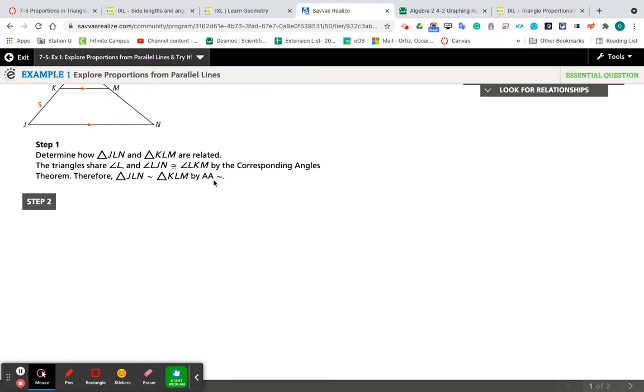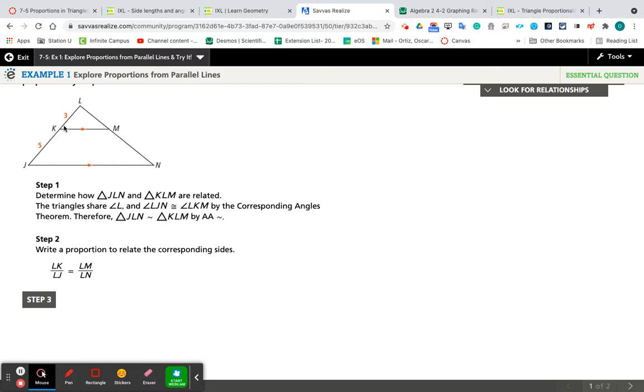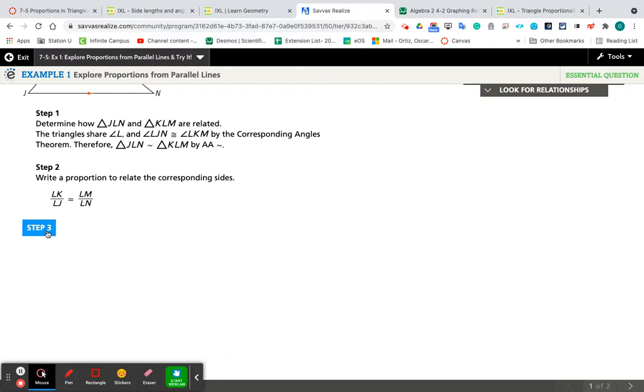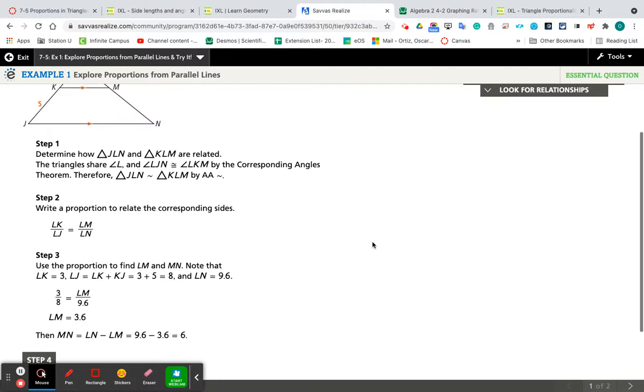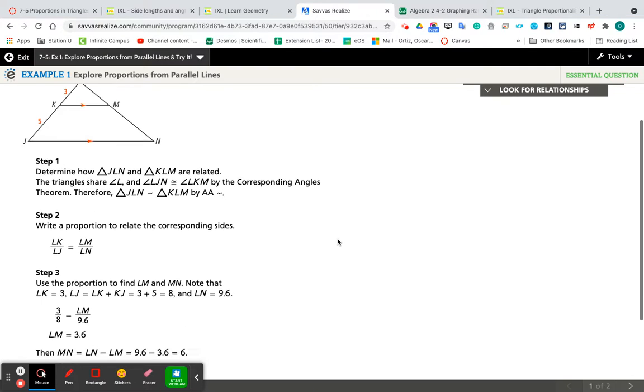The two triangles are similar by the angle criteria of similarity. And because of that, we can say that LK is to LJ as LM is to LN. And if that is the case, of course, we can use the information given to find the measure of LM.